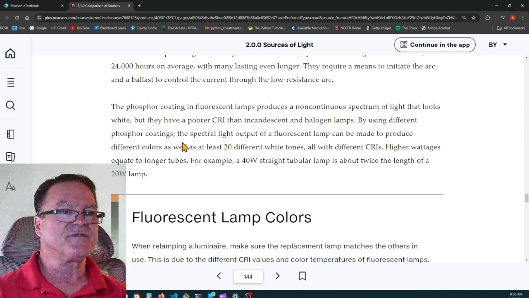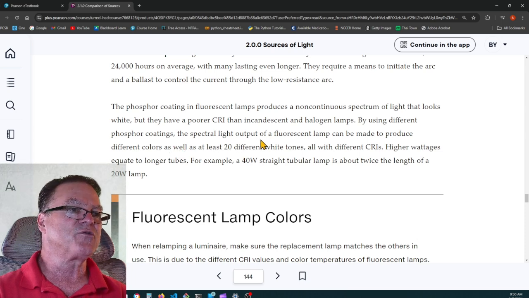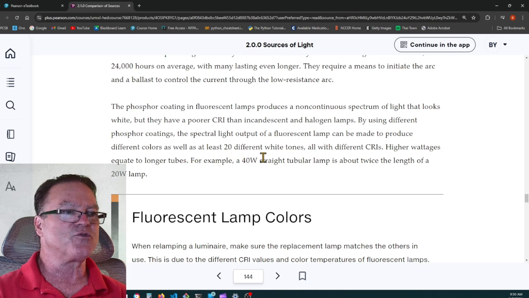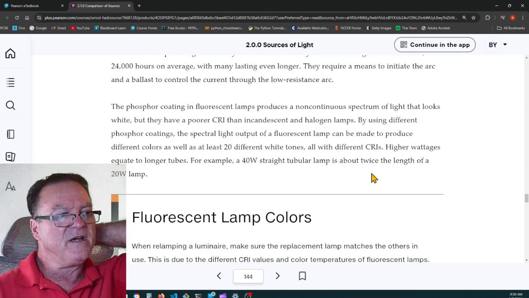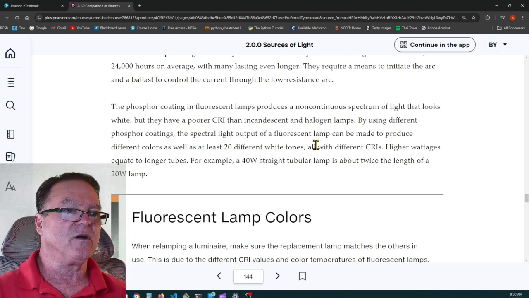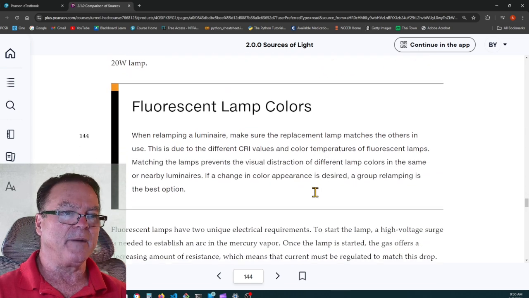By using different phosphor coatings, the spectral light output of a fluorescent lamp can be made to produce different colors as well as at least 20 different white tones, all with different color rendering indexes. Higher wattages equate to longer tubes. For example, a 40-watt straight tubular lamp is about twice the length of a 20-watt lamp.